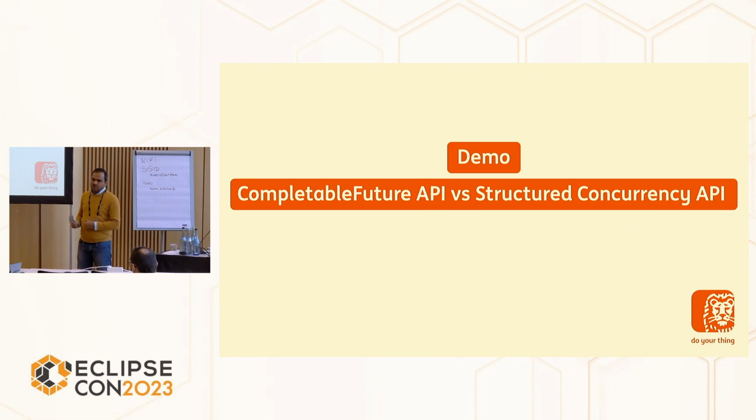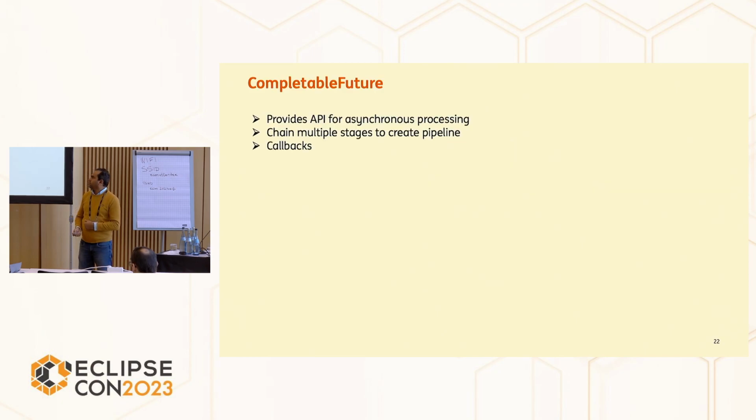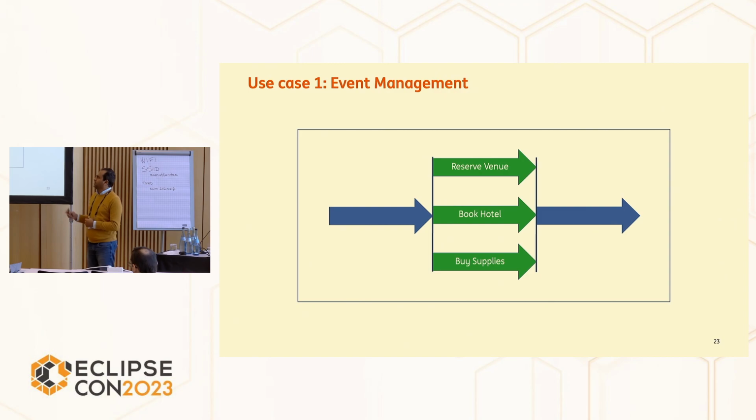Let's take a quick look at the Completable Future API, just so we have the stage set. The Completable Future API provides an API for asynchronous processing, and it allows us to chain multiple stages to create pipelines, and it does so by using callbacks. Right? So let's start with the first use case, which is event management.